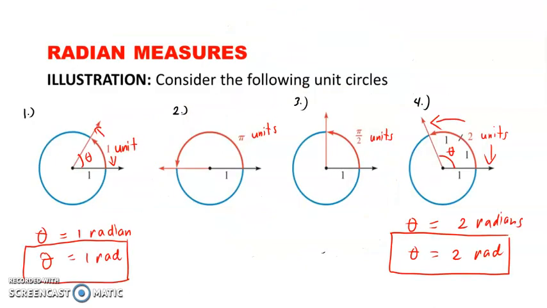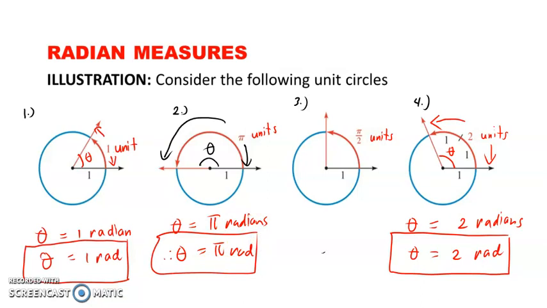Now, let us have illustrations 2 and 3. From illustration number 2, you can notice that the length of the arc is half of 2 pi units. That is, we have pi units. So therefore, to measure the central angle theta, since the length of the arc is pi units, we can say that theta is equal to pi radians. Or simply, theta is equal to pi rad.